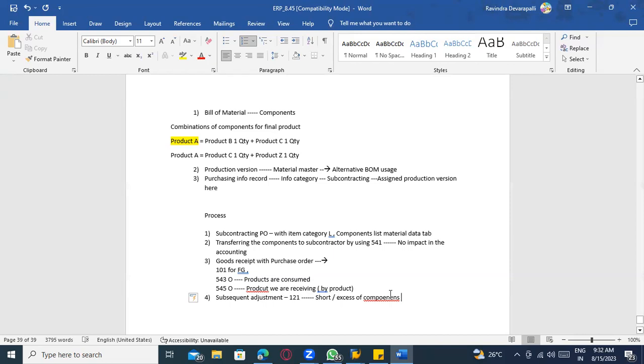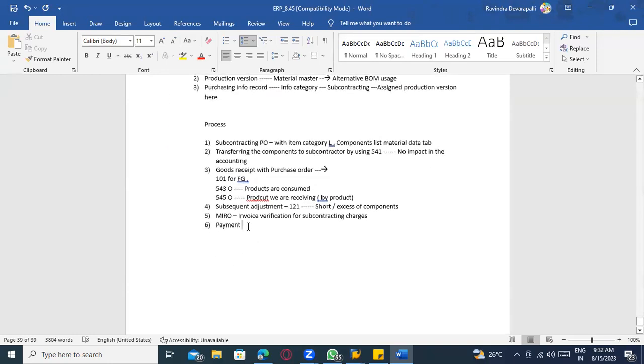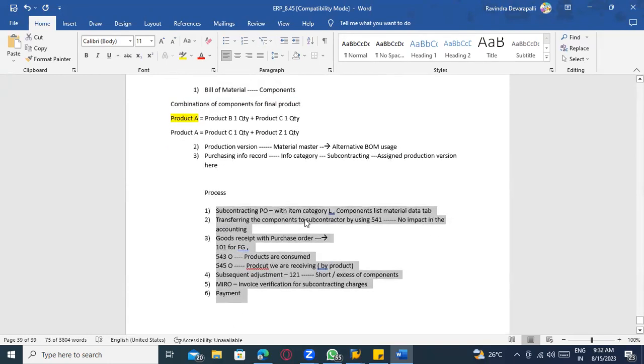So this is the subcontracting process. After that we are paying the amount against the invoice, so the invoice verification for the subcontracting charges, job work charges, whatever it is, only the charges. Then payment. So this is the entire process of subcontracting. Any questions here? No. Okay.